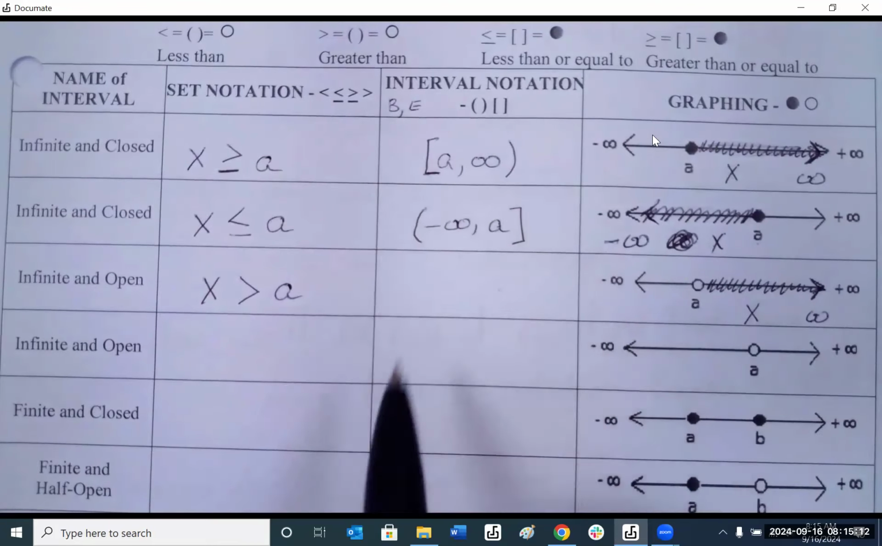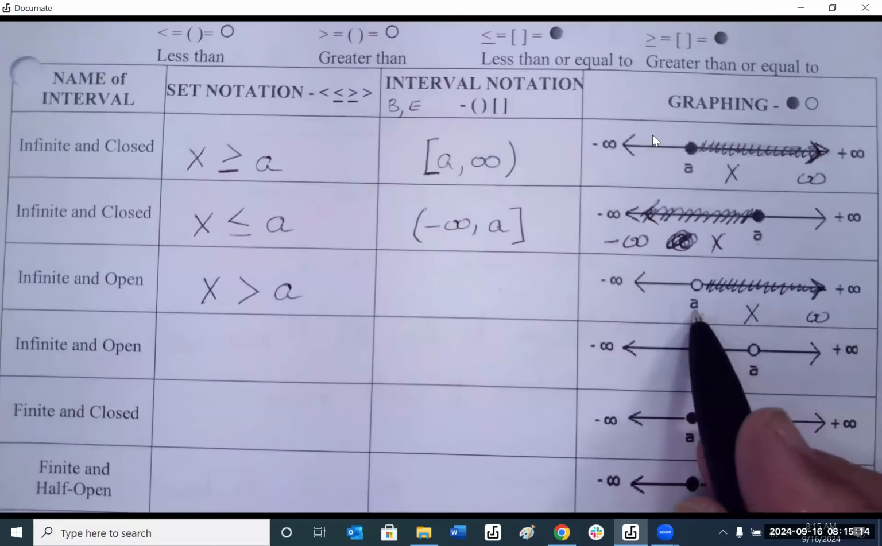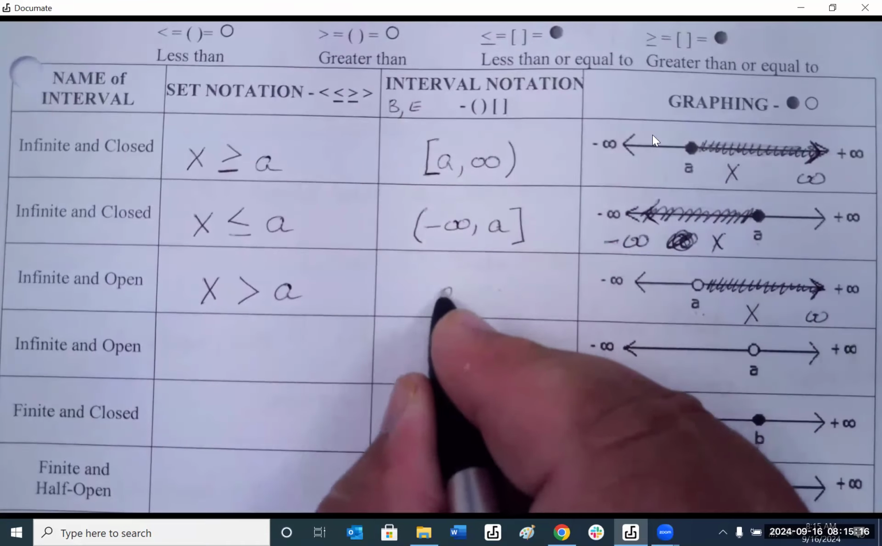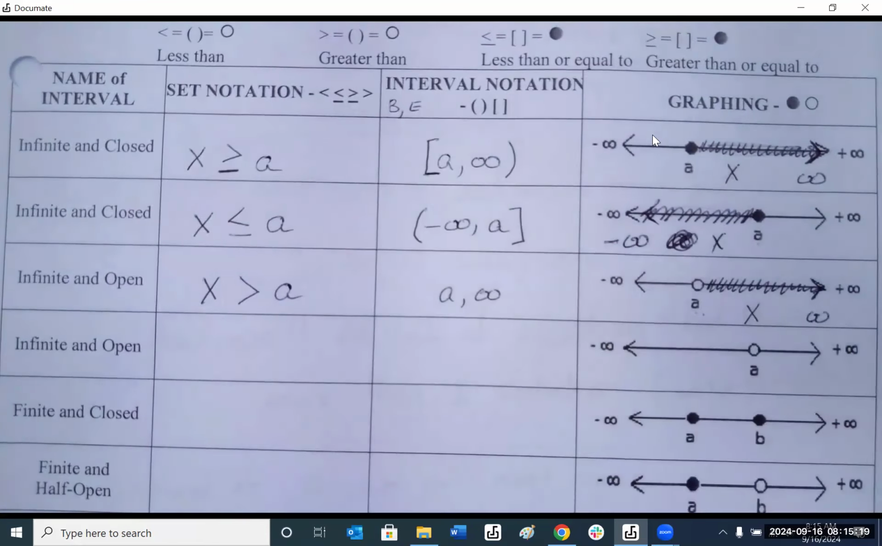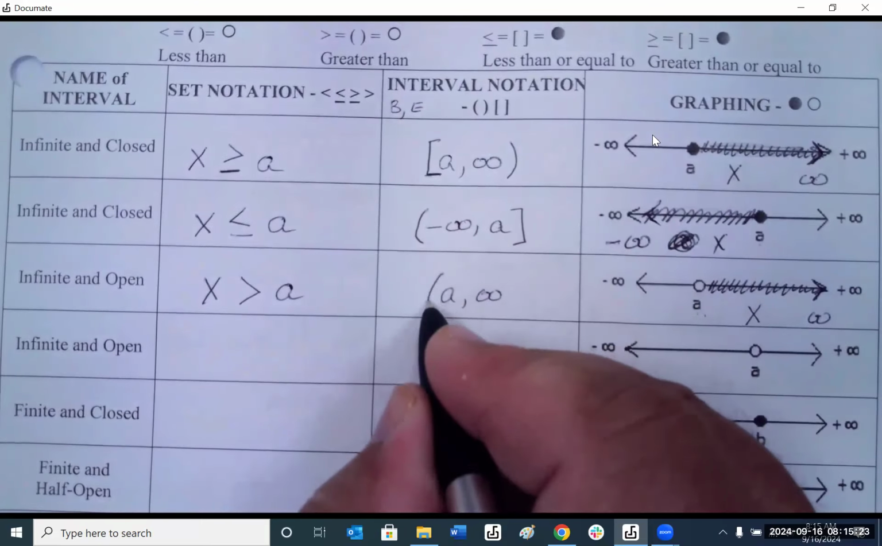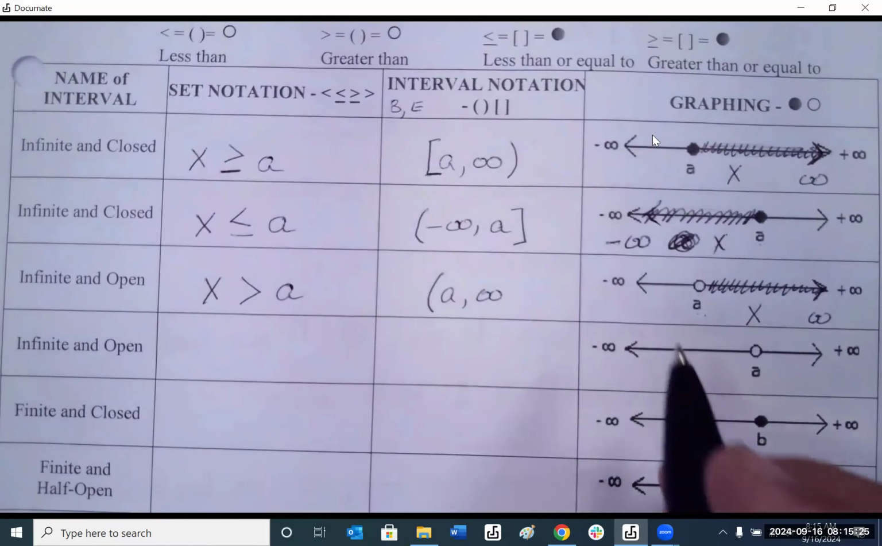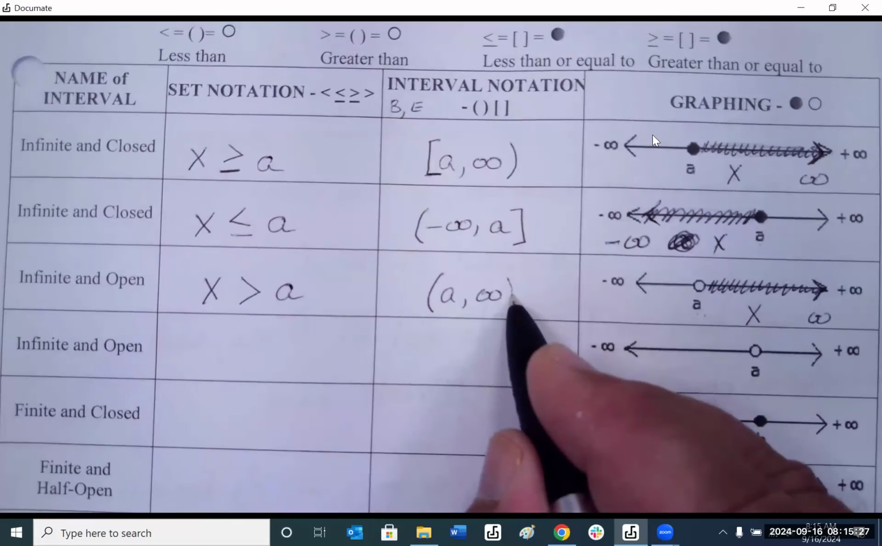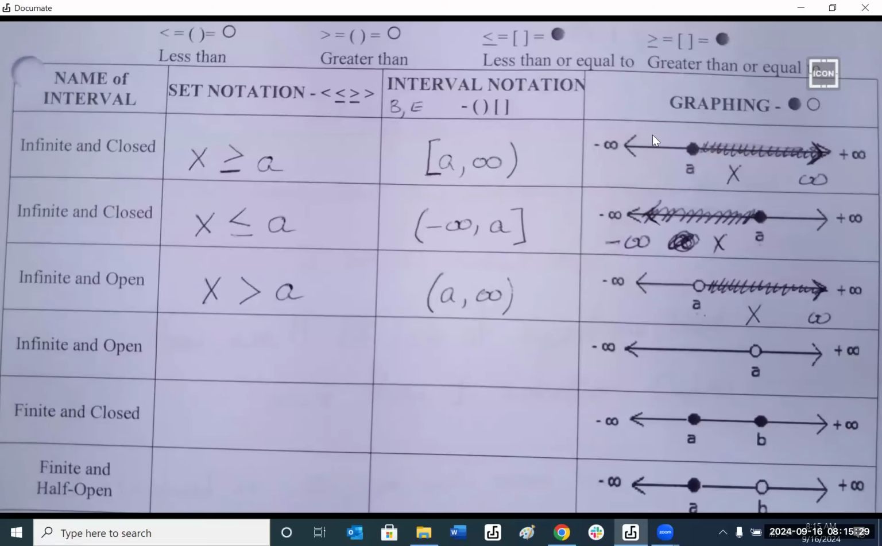So for the interval notation, let's look at the end bounds. We have A to infinity, A, comma, infinity. We can't use A, so it's a parenthesis. And we can never get to infinity, so that's a parenthesis as well.